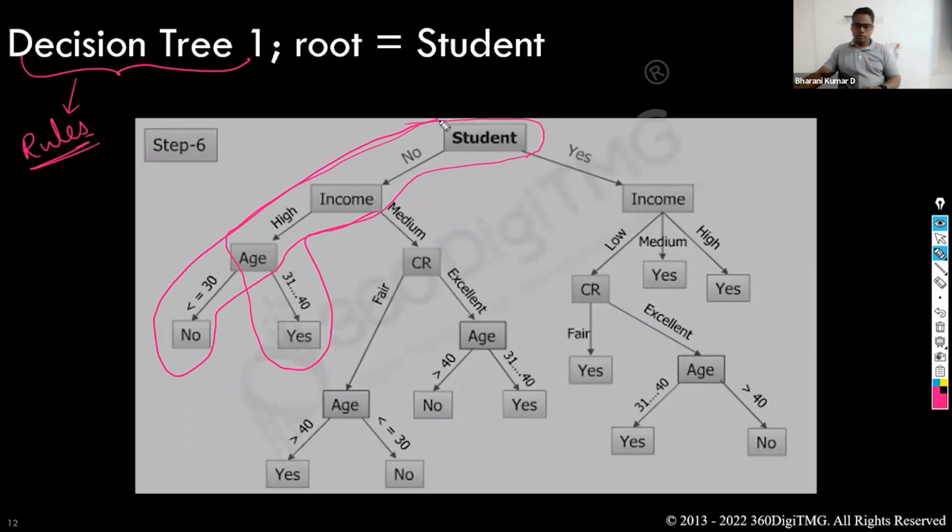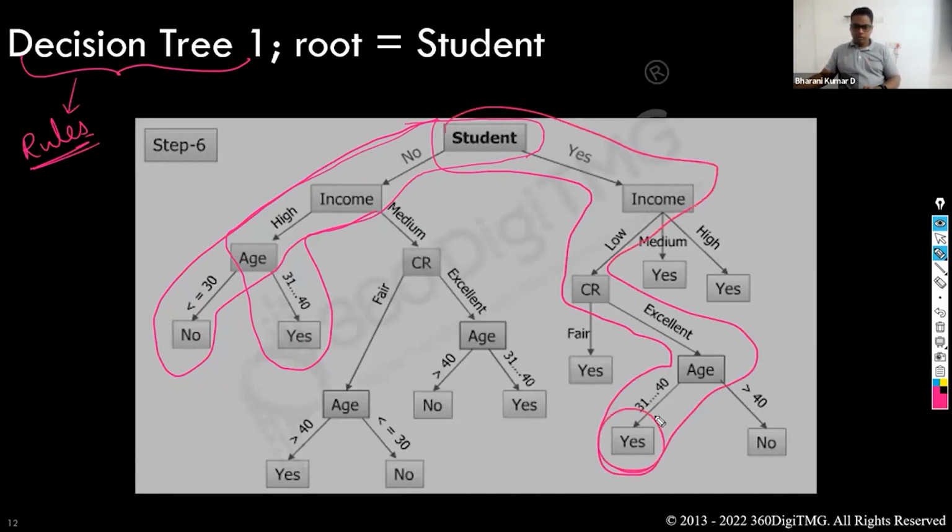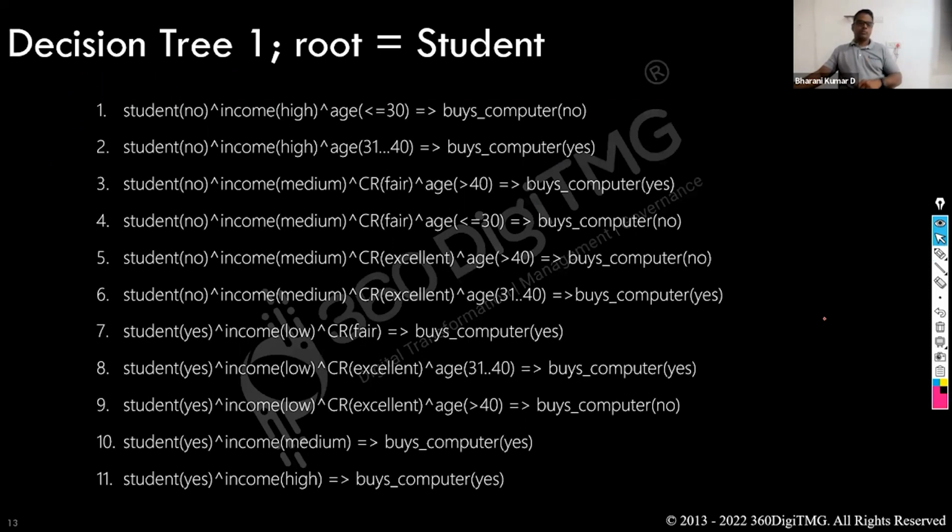Okay. So look at this. Yes, the person who entered is a student, income is low, credit rating is excellent, age is 31 to 40. Then would the person buy a computer? Yes. In this way, your decision tree is learning what? It is learning rules. These are the bunch of classification rules.